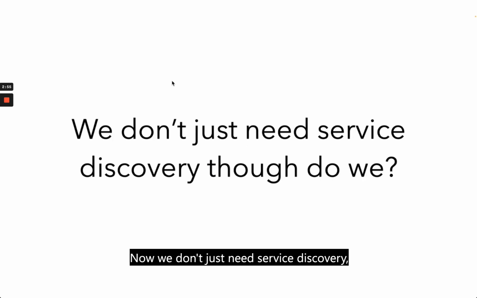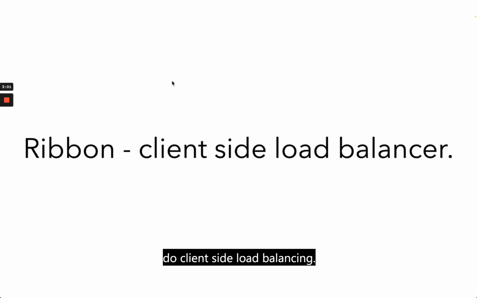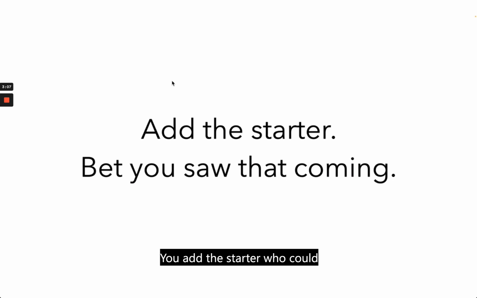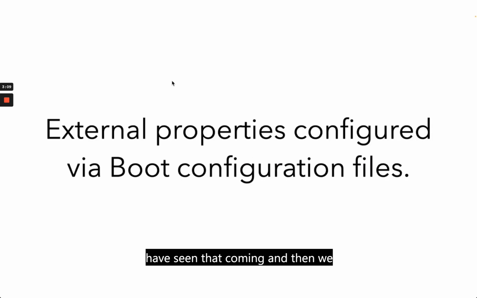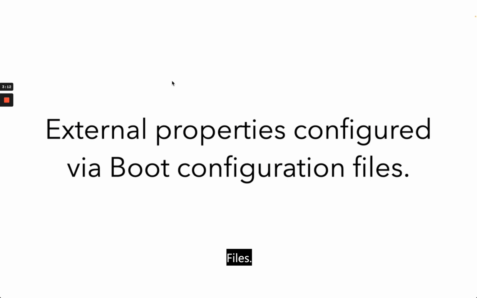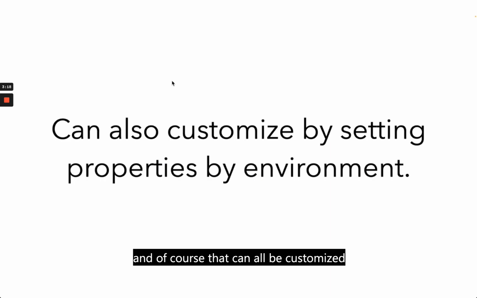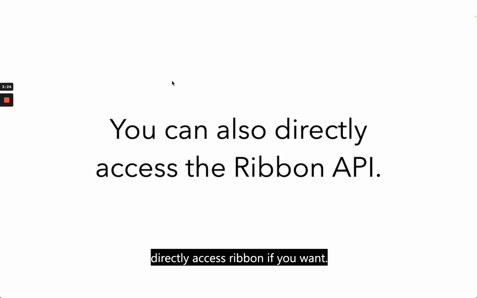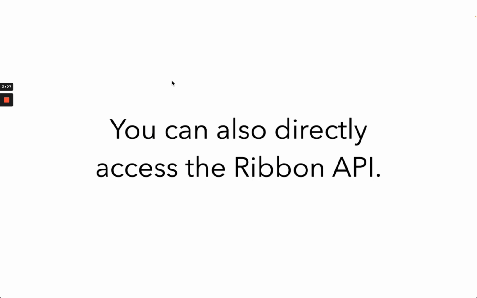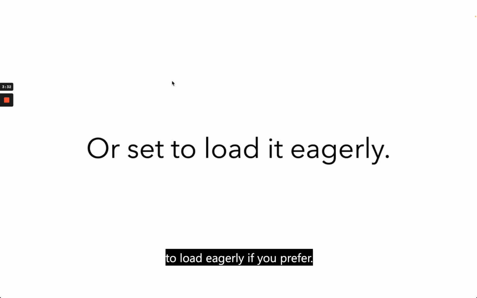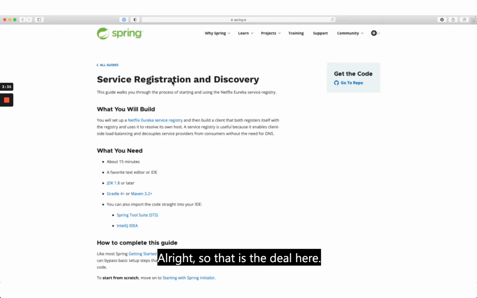Now, we don't just need service discovery. We need things like Ribbon to do client-side load balancing. You can use that with or without Eureka. Your call, same exact approach. You add the starter. Who could have seen that coming? And then we configure that via boot configuration files. There are default configurations that you can create as well, and of course that can all be customized based on your current environment. You do have the ability to directly access Ribbon if you want. Out of the box, that's done as lazy loaded on first request, although you can always set it to load eagerly if you prefer. All right, so that is the deal here.